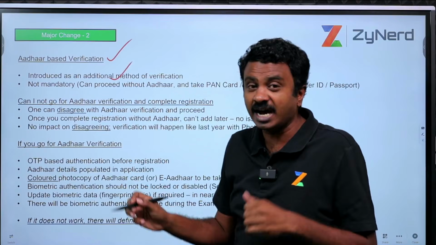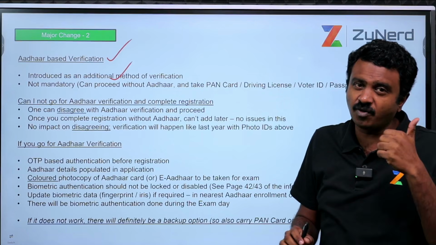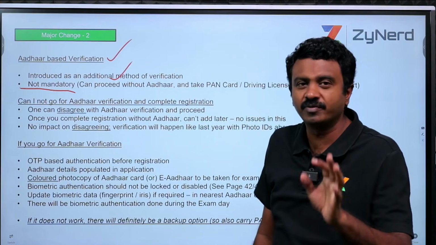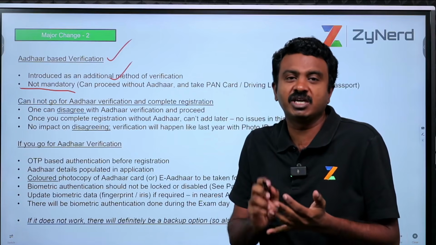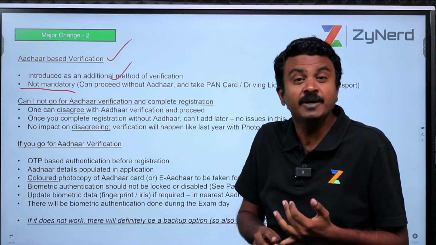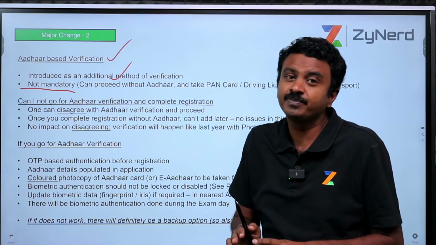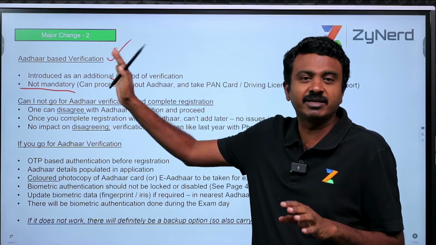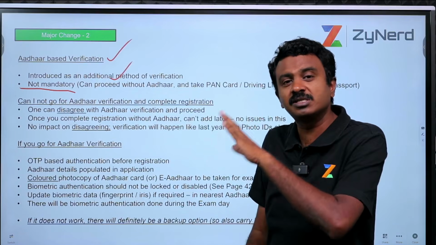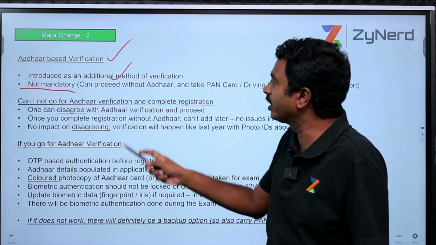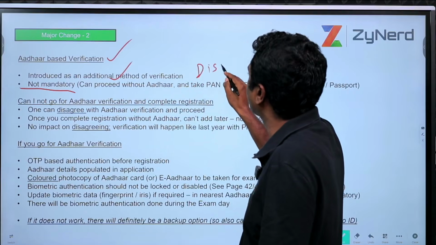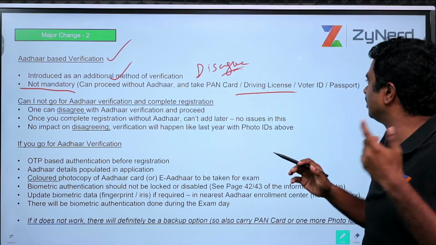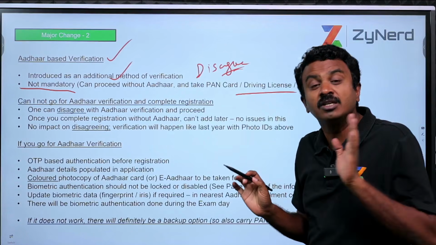It is introduced as an additional method of verification, and it is a voluntary method, which means it is not mandatory. You want to say disagree over there and go ahead, nothing will change in your verification at the time of the exam center, as long as you have your government IDs like last year. And second, nothing will be impacted in your examination, in your counselings later, in your joining later, admission later. You can say disagree here and proceed, no problems at all. You can take PAN card, driving license, voter ID, passport for verification there, no difference at all.